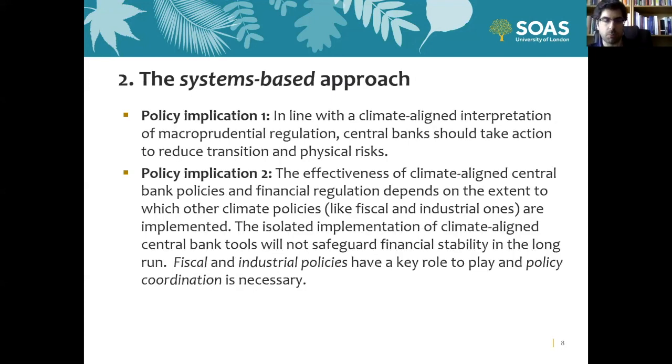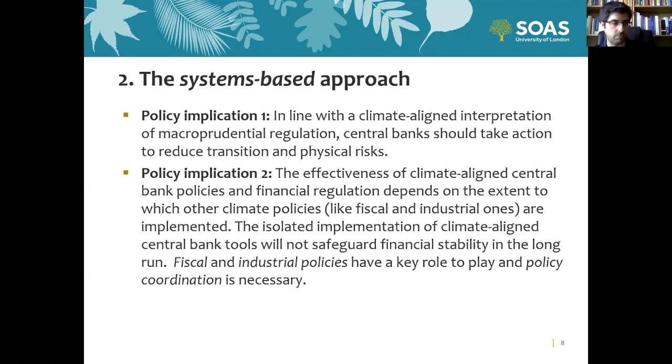So what are the policy implications from the systems-based approach? First, if we want to use this approach, we are implicitly closer to a kind of climate-aligned macroprudential perspective. In that sense, central banks do not only have to measure climate risks, but they should also contribute to the reduction of transition and physical risks. Very crucially, and this is a policy implication too, they have to do so in a way that allows them to interact with other policies. So this is very much in line with what Romain said before.